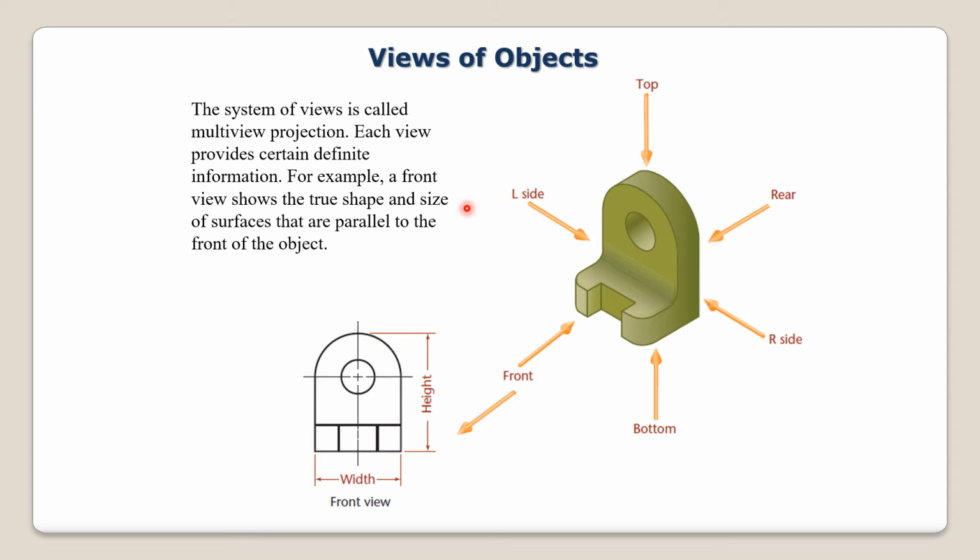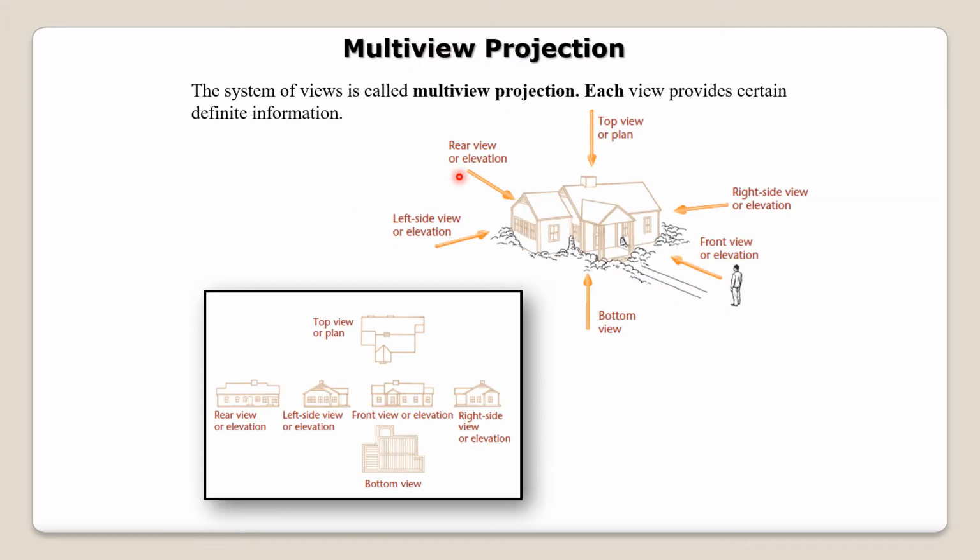For example, here, the system of views is called multi-views. If this is an object, we draw the view from the front side, and we draw the view from the top side, right side, left side, rear or bottom. All these views are called projections. For example, a good representation of this multi-view drawing, here is a building.